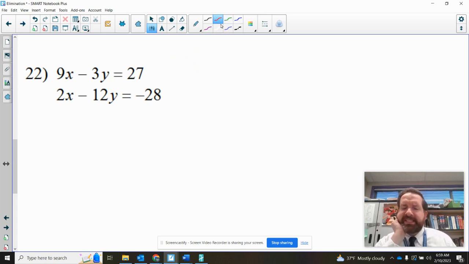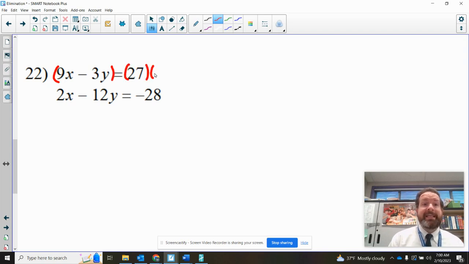No set of opposites, so let's think a little bit. We could eliminate the x's by multiplying by a 2 and a 9. I think, though, I can take this 3, turn it into a 12 just by multiplying by a 4. Now, because I want to create a pair of opposites, I'm actually going to multiply by a negative 4 on both sides of this equal sign.